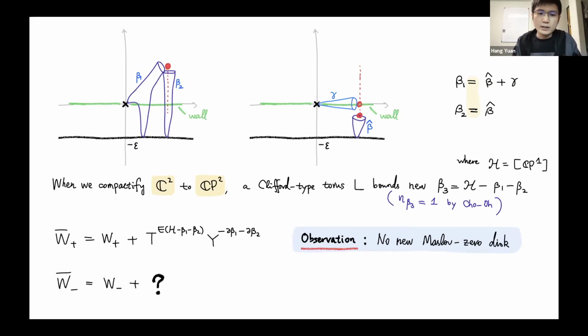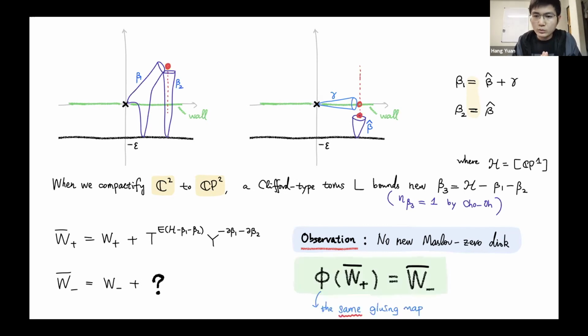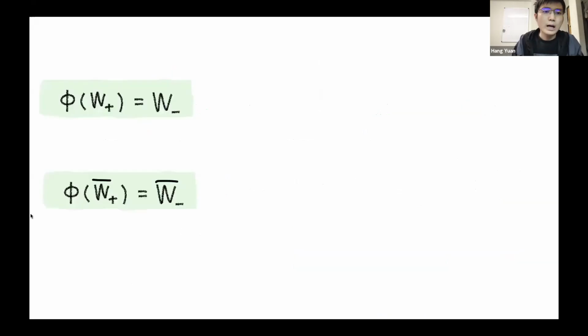When we compactify C2 to CP2, there will be no new Maslov index 0 holomorphic disk. However, we also know the gluing map is only determined by the count of Maslov index 0 disks. So the gluing map is the same, but the superpotentials are changed. Okay, so for the same gluing map, we have two relations with different superpotentials.